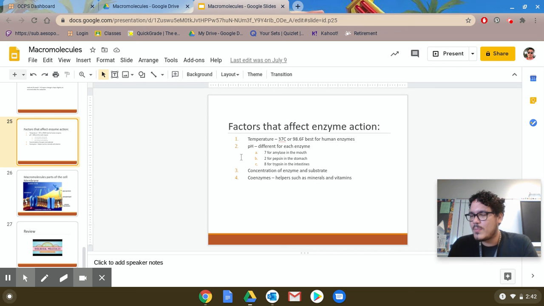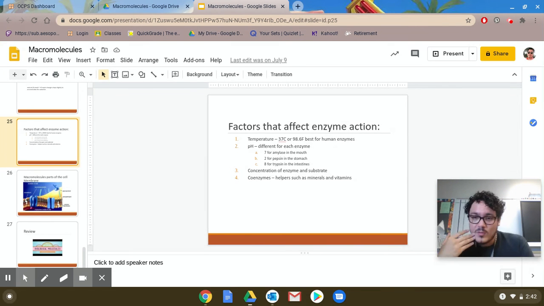As far as pH is concerned, pH is how we measure how acidic or basic things are, right? There's a pH for every single enzyme. We don't need to worry about that just yet. That's stuff that we'll learn more in digestive system. But as you notice, it depends on the part of the body where you're going to see pH differences vary.